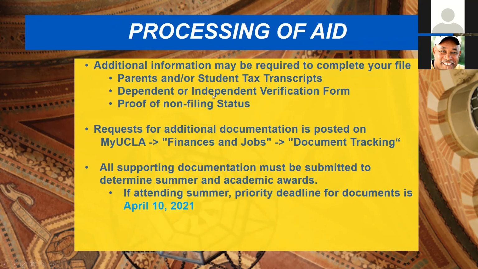Now, the way to find out if you have any of these forms due, you'll go to My UCLA under the Finance and Jobs tab, and then click on Document Tracking, and it will let you know if there are any additional documents that we're requesting. Keep in mind, this is important because until your file is complete, we won't start processing your financial aid. So if you turn in everything with the exception of the proof of non-filing status, we won't start packaging you. We need all the information so that we can do the calculations to determine what you're eligible for.